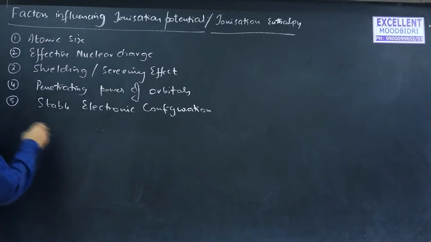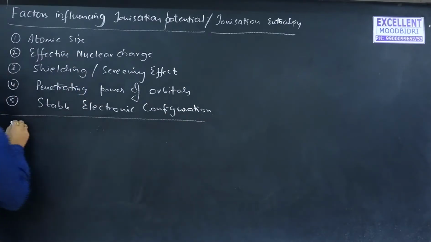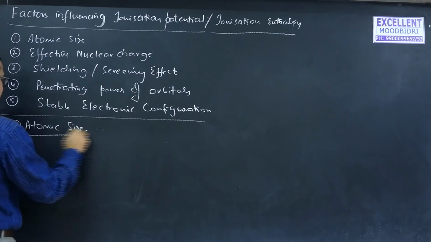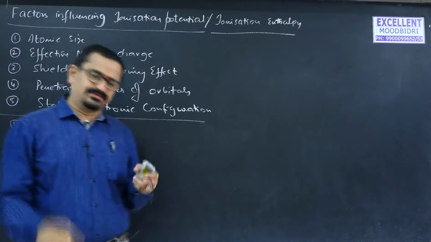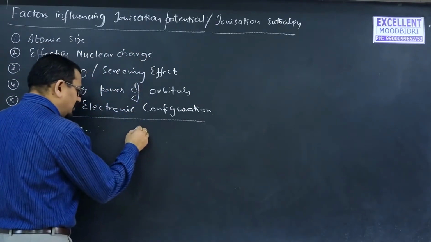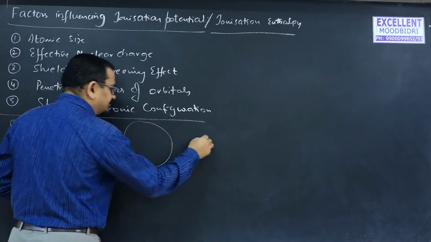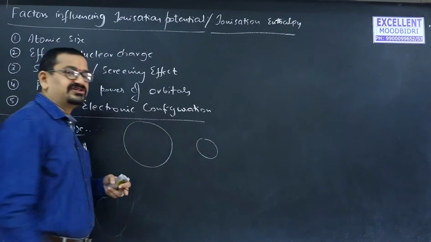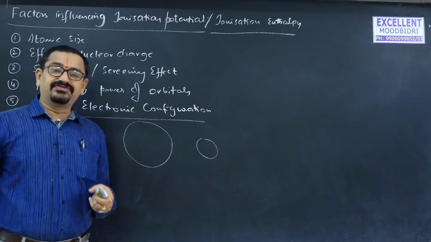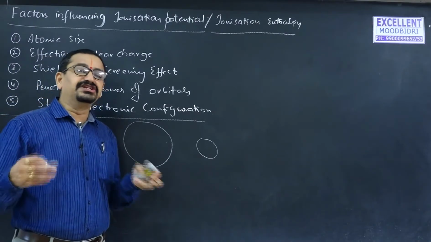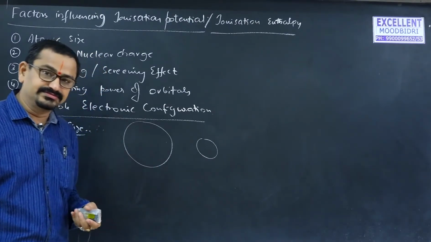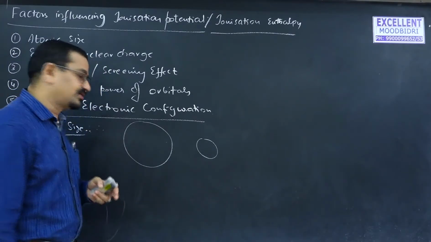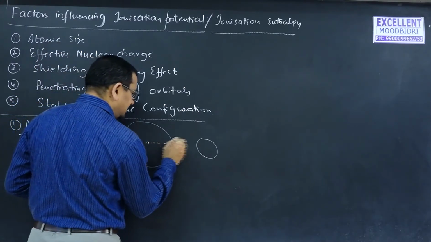So first one is atomic size. Let us discuss the first factor, that is atomic size. Suppose you are given a larger atom and a smaller atom. Predict which possesses a high ionization enthalpy, which needs high energy for the removal of an electron, in case of the larger atom or the smaller atom.